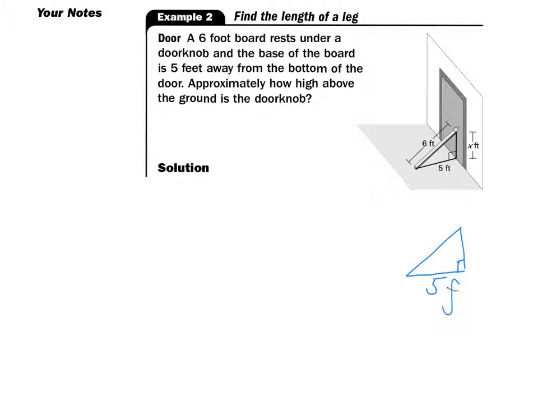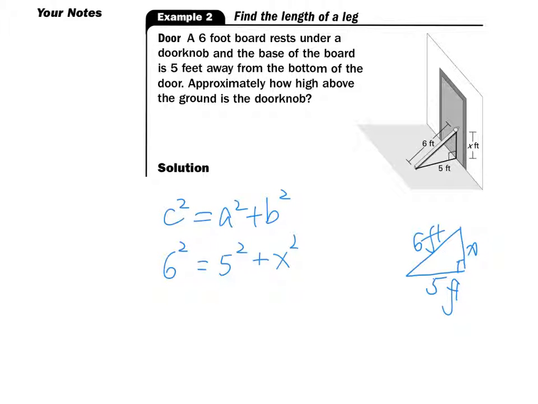So my bottom leg is 5 feet. My hypotenuse is 6 feet. And my door height, I don't know. So if I apply the Pythagorean theorem, c squared equals a squared plus b squared, again, c has to be the hypotenuse, and it doesn't matter which one I label as a and which one I label as b. I simply replace a with 5 and replace b with x. And now I have 36 equals 25 plus x squared. And if I subtract 25 on both sides, I have x squared equals 11.